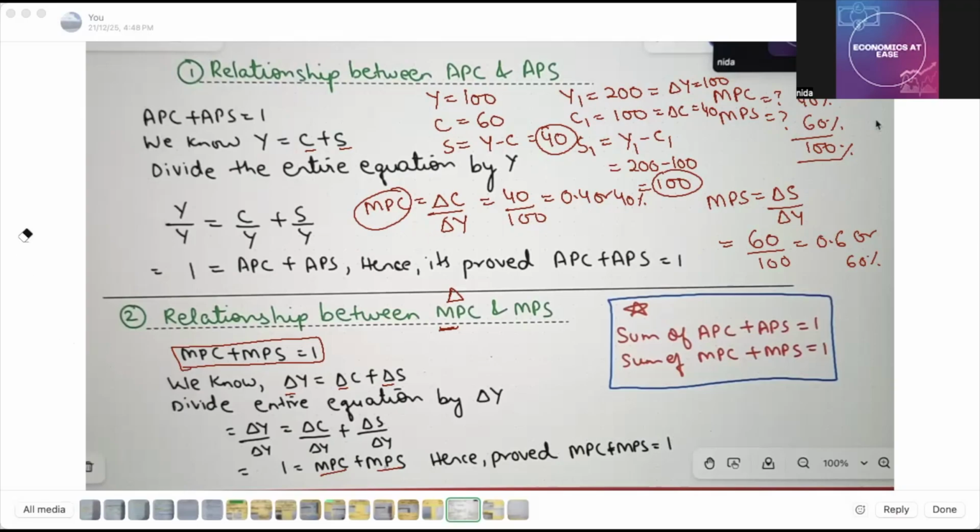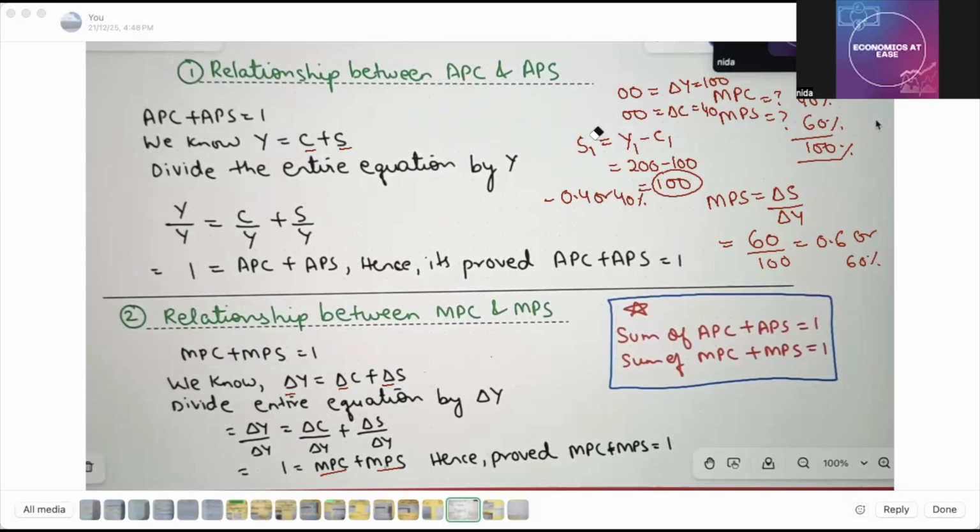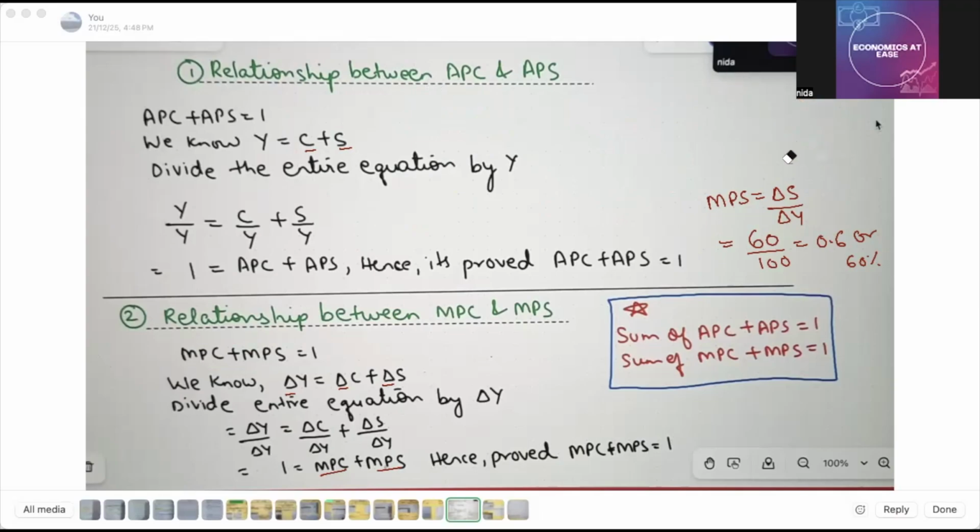I hope you understand it very well. With the help of the formula also I have made you clear here. And remember, you will get a numerical also in MCQ or like that. These kind of numericals also come in exams. Okay, and you have to remember sum of APC and APS equals to 1 and sum of MPC and MPS is equal to 1. And I have already made you understand here with the help of the numerical. I hope it's quite clear. Let me rub it and then I'm going to share the other slide.